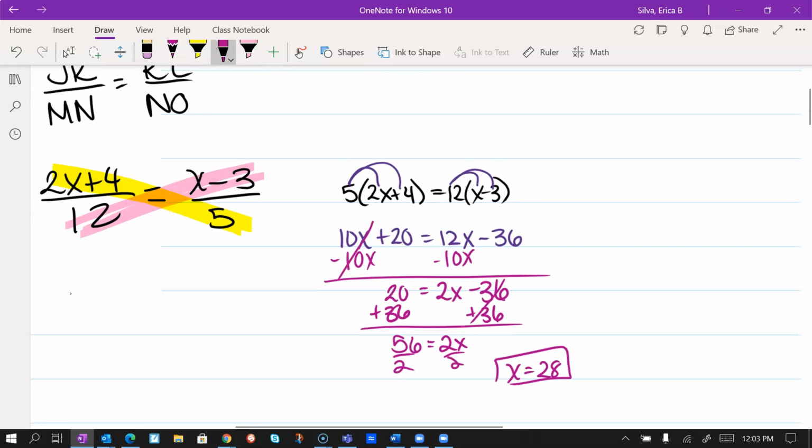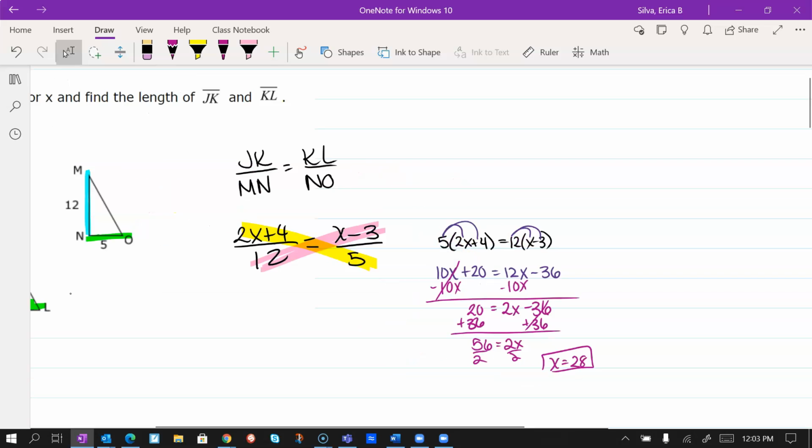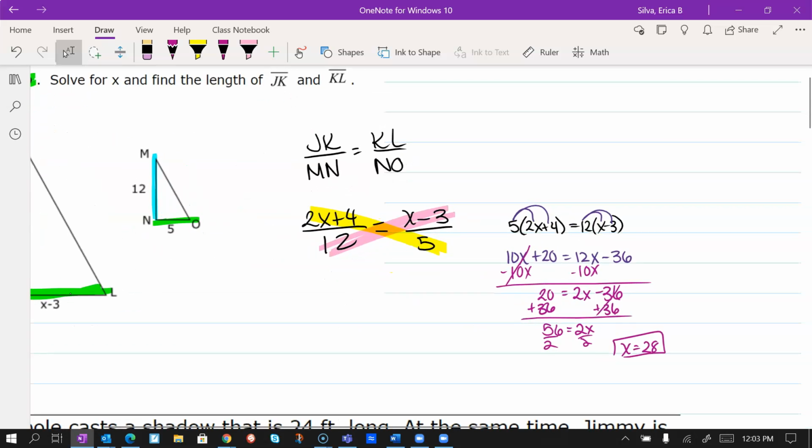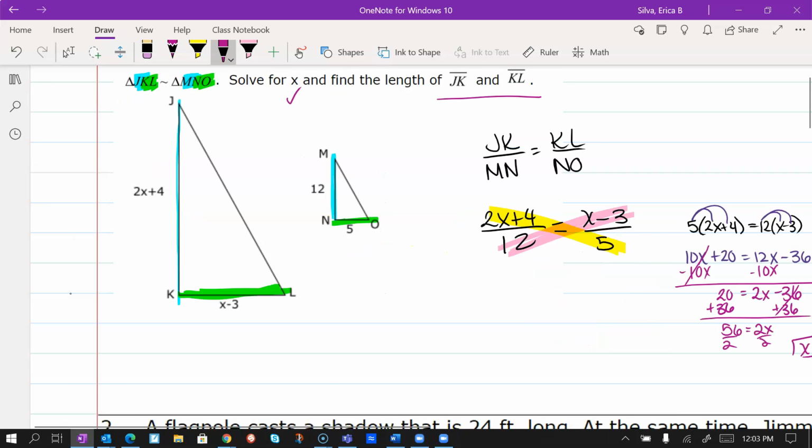So every single time you solve for x, you always want to go back to the question and make sure that you either finish the question or you already answered it, or if there is another part to it. So here it says to solve for x, which is what we did, and now we have to find the lengths of JK and KL.